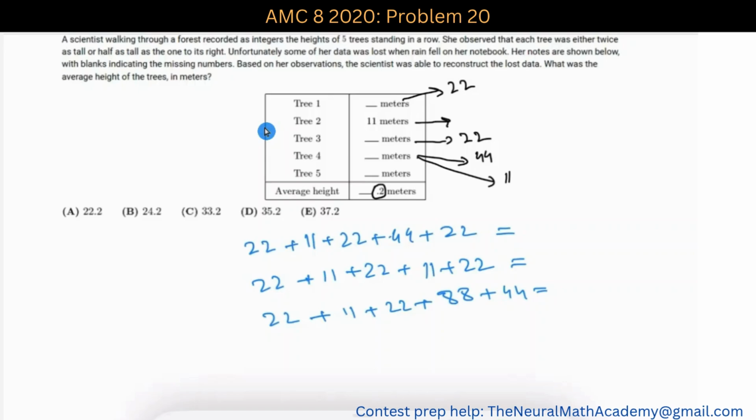So if we add the first one, we get 55 plus 44 plus 22, so we get 66 plus 55, so we get basically 121. And if you divide it by 5, your answer will end in 0.2. And if we further solve it, we get 24.2. So then the answer for this problem is B.